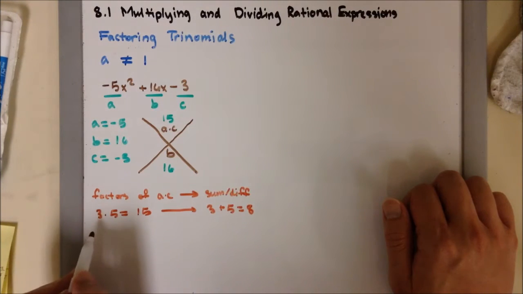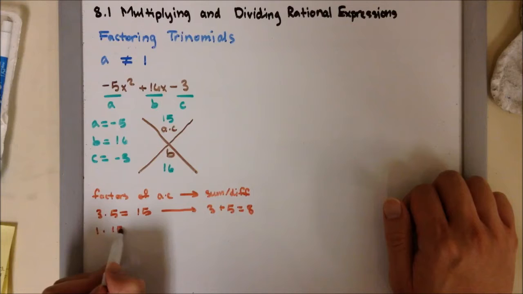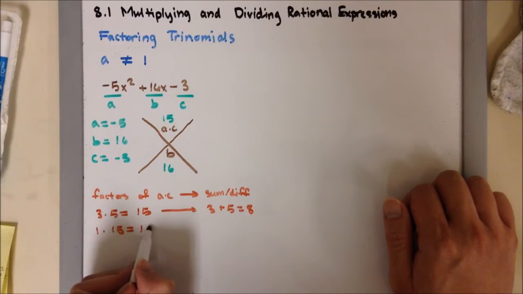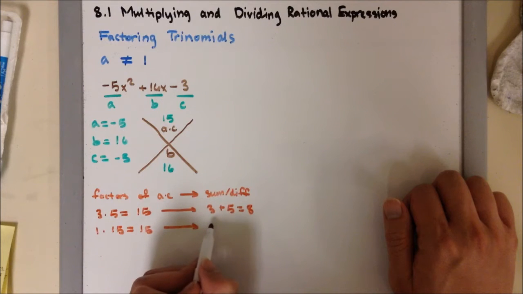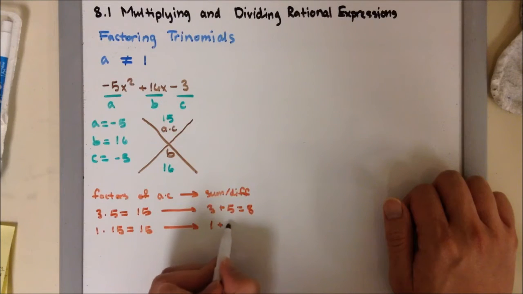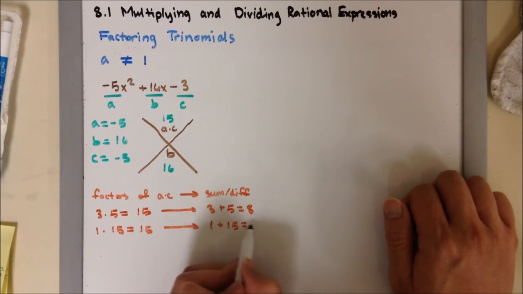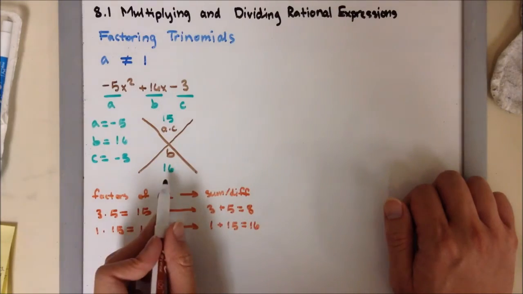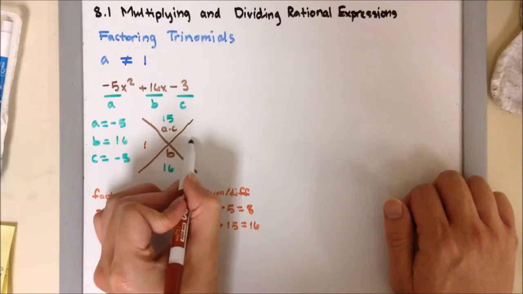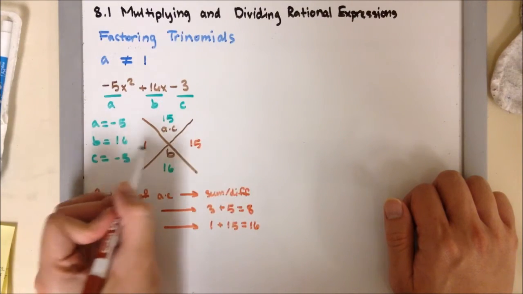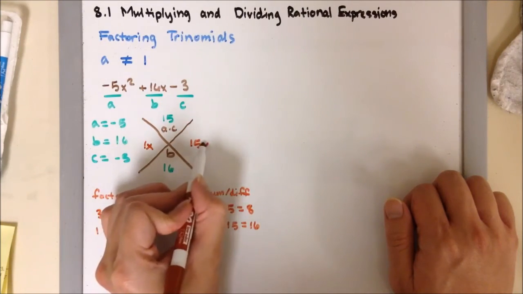So let's think about another pair of factors, which is, in this case, 1 times 15 will multiply into 15. Then when we do the sum and difference between a positive 1 and a positive 15, it will equal 16. It matches with our B value, so therefore we have 1 and 15. And now I'm going to put x on both of them.